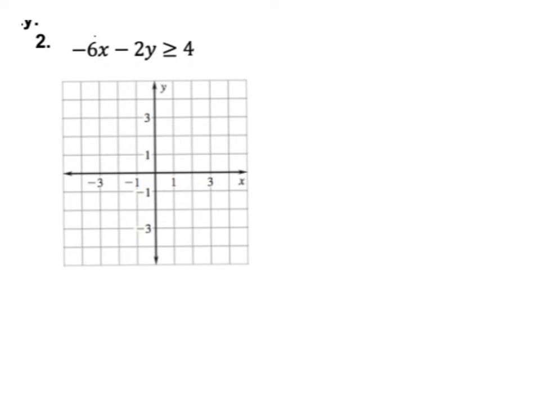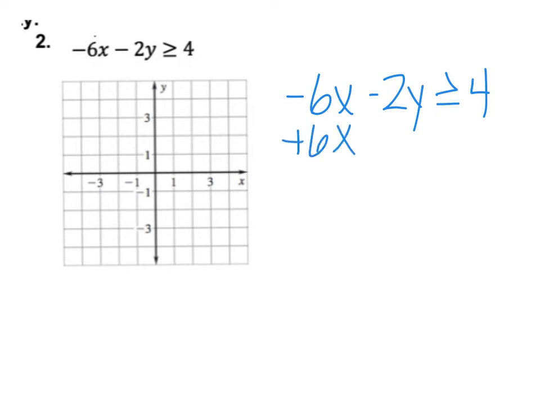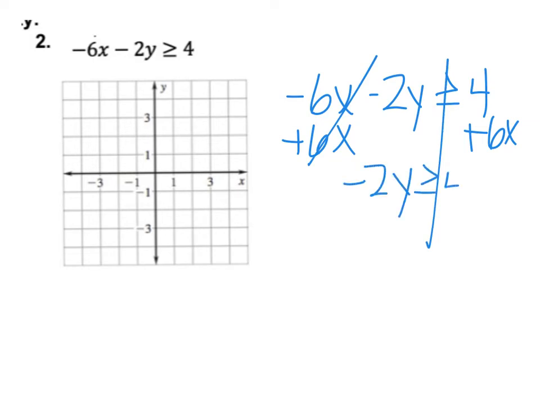All right, so let's take a look at this next example. We're going to take negative 6x minus 2y is greater than or equal to 4. All right, so remember the first step is to solve for y. So I'm going to rewrite my problem right here. All right, so let's solve for y. We're going to add the 6x: negative 2y is greater than or equal to 4 plus 6x.